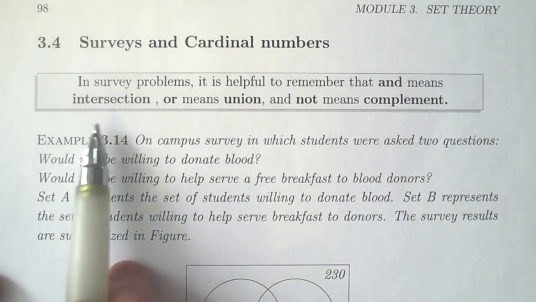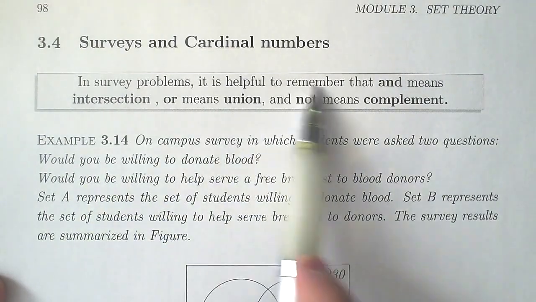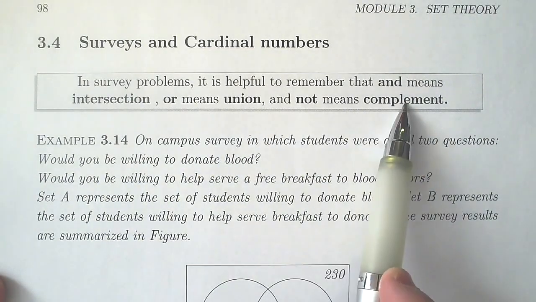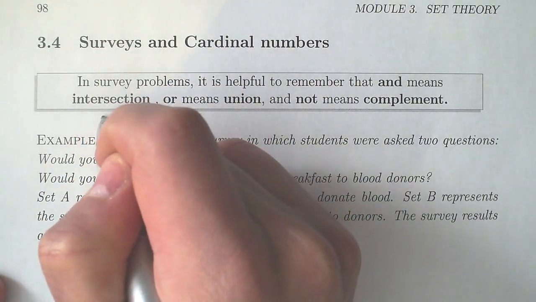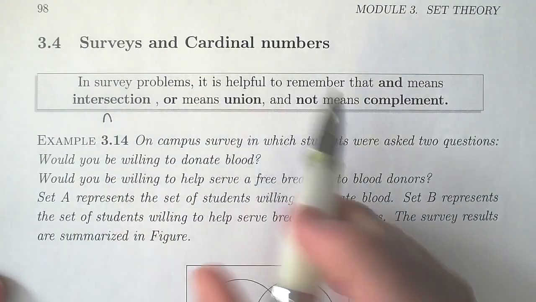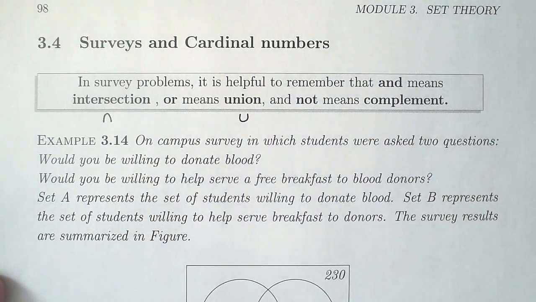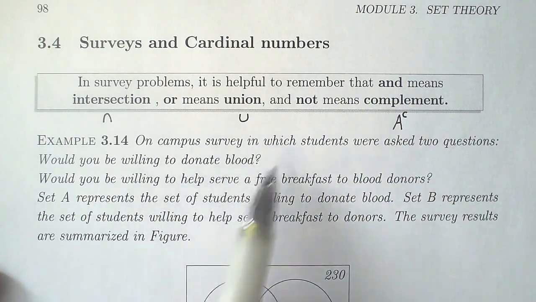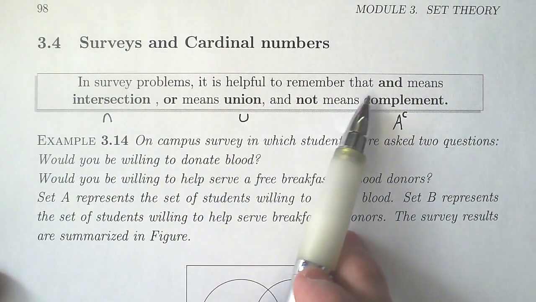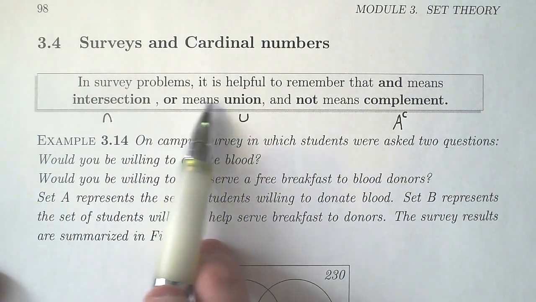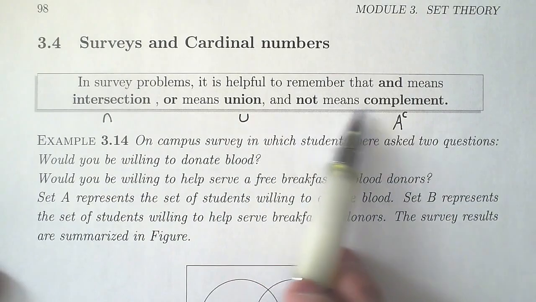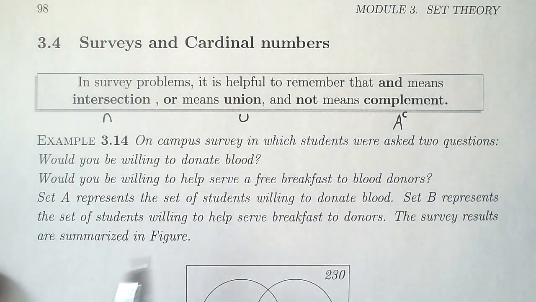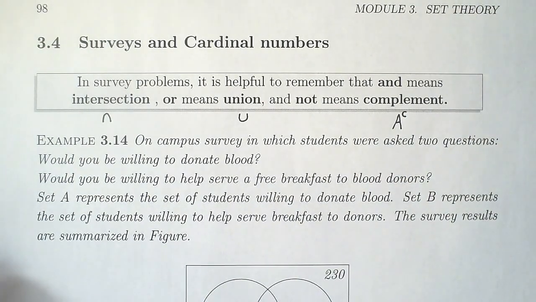All right, let's see. It starts off by saying we're going to remember that and means intersection, or means union, and not means complement. So remember, we talked about the intersection of two sets uses that symbol, the union of two sets uses that symbol, and complement, something like a complement would look like that. And the definition for intersection has the word and. The definition for union is when something is in one set or the other. And the definition for complement is things that are not in A. All right, so we'll see how that comes up in these problems.